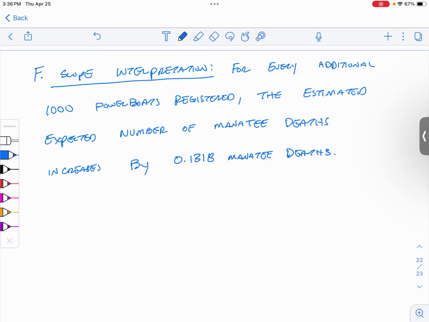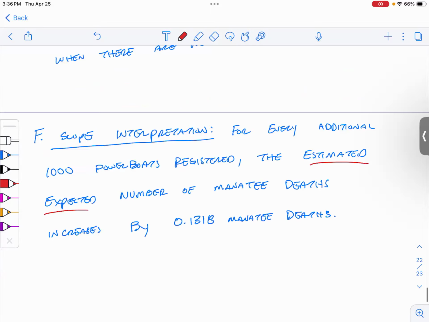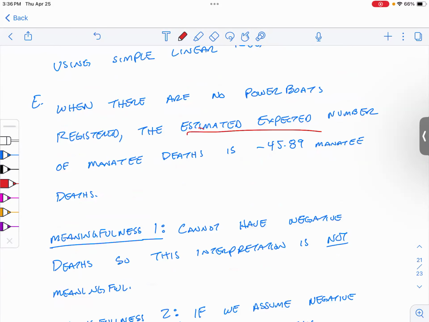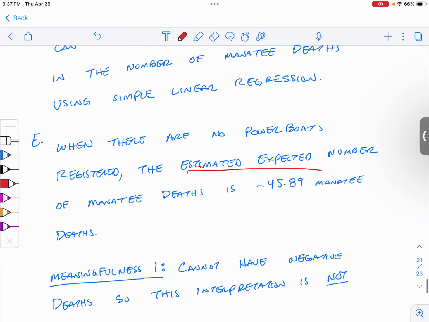And then one other big note, keywords, all right? I didn't point that out on the last one, although we did have it there. Estimated, expected. This is an average. So slope and intercept interpretations are averages, and we have it here, estimated expected. R squared interpretation is about variation. So those are key words we need to make sure we have in our interpretation.